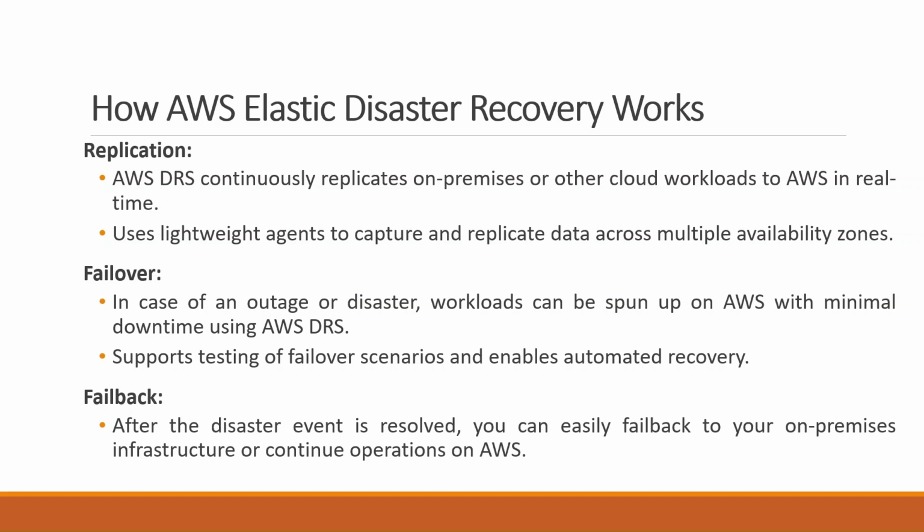Failback means after the disaster event is resolved, you can easily fail back to your on-premises infrastructure or continue operation on AWS. That means after your disaster or outage is over and everything is back to normal, you can easily move your workloads back to your on-premises servers or continue running them on AWS. So if you want to return to your original infrastructure, AWS DRS makes it simple to restore the operation.